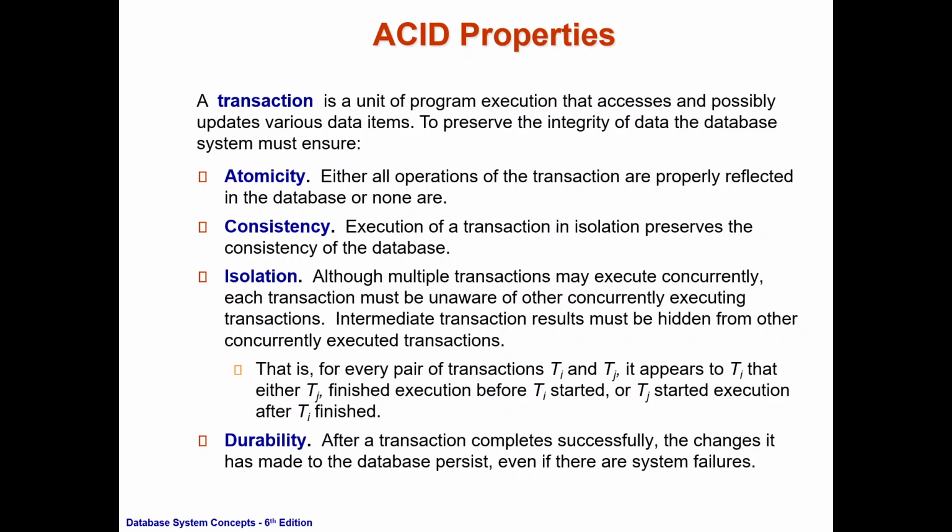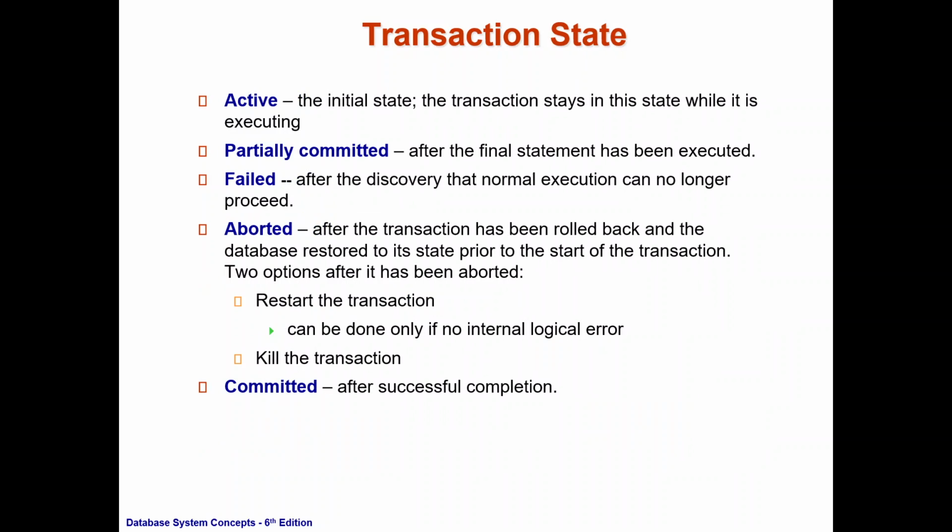Again, by this example, atomicity means either the entire operation is carried out or it has to roll back. Partial execution is not allowed. Similarly, consistency, isolation, durability, we have given examples. Now we go for the various transaction states. We have 5 states: the active state, then partially committed state, failed state, aborted state, and committed state.